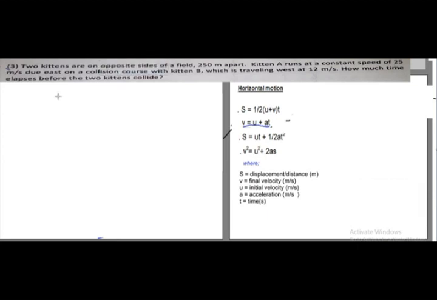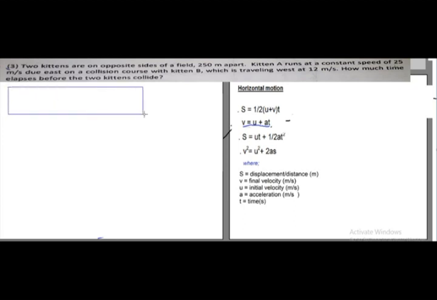Now let's look at this question. Feel free to pause the video and try this at home. Two kittens are on opposite sides of a field, 250 meters apart. Kitten A runs at a constant speed of 25 meters per second due east, on a collision course with kitten B, which is traveling west at 12 meters per second. How much time elapsed before the two kittens collide?